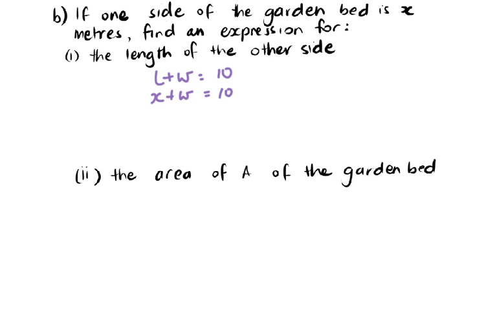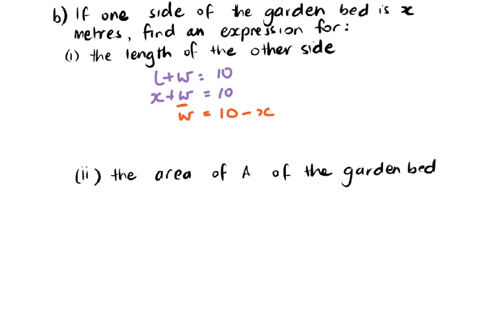However, it's trying to say that we need to have the expression in terms of x. So all we're going to do now is reorganize our algebraic equation so that w is on its own. So what we're going to do is take our x to the other side. So then it'll be w equals 10 minus x. So now, if we ever need to find what the other length is, we can do that pretty easily.